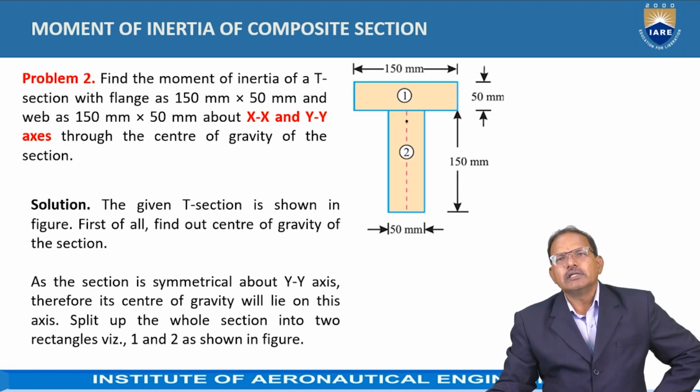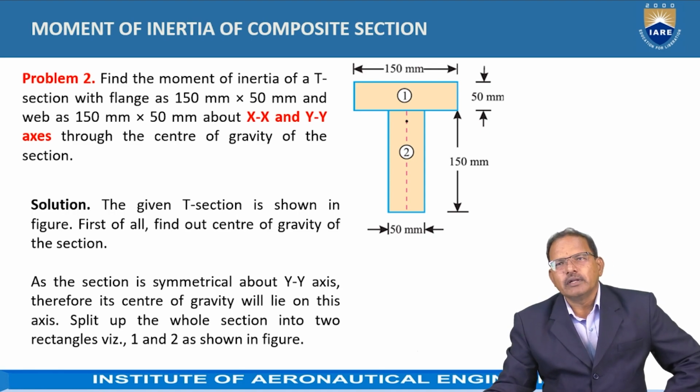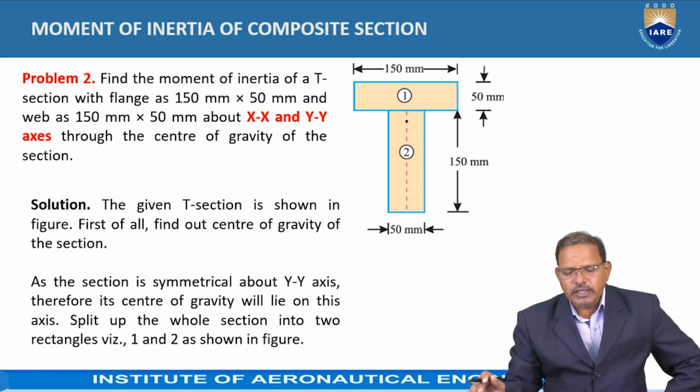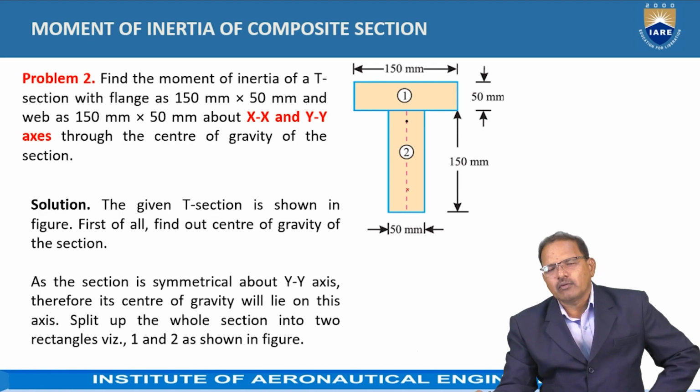Now find the moment of inertia of a T section with a flange of 150 mm by 50 mm and a web of 150 by 50 mm about the x-axis and the y-axis through the center of gravity of the section. Here the dimensions are given as 150 by 50 mm for the flange, and one more is given as 150 by 50 for the web. Both are equal.